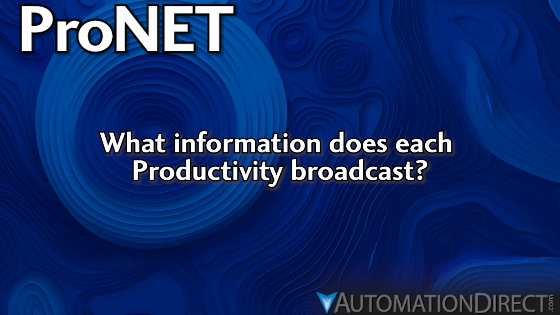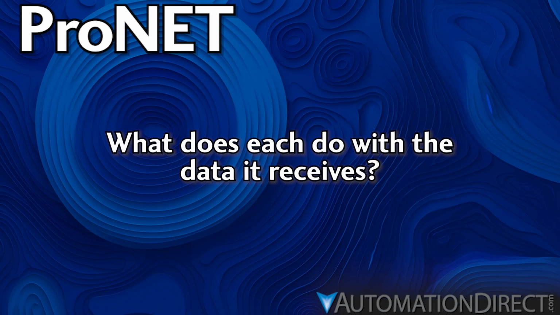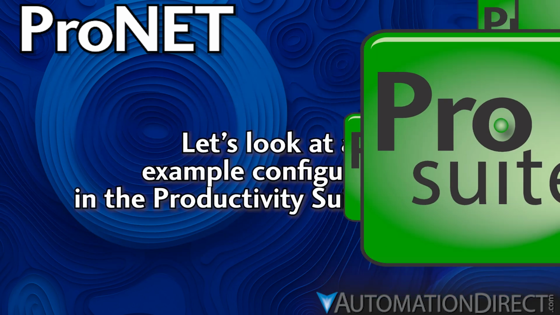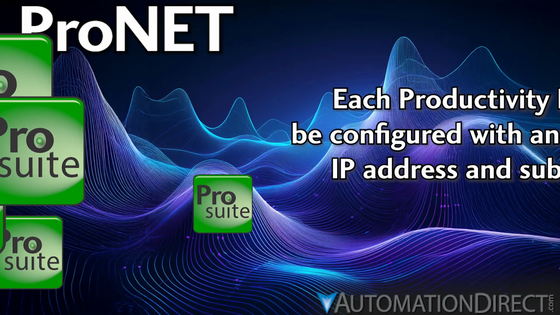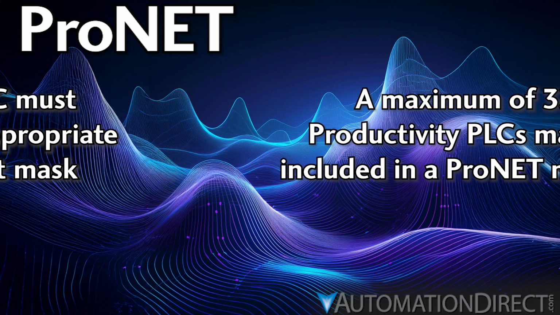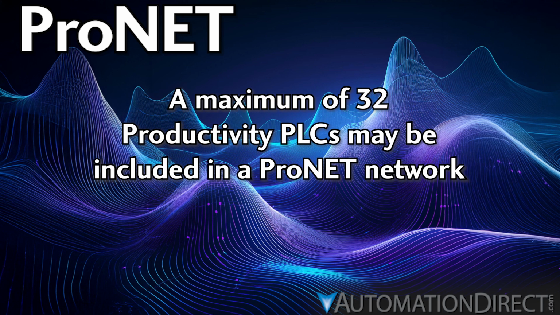But which data does each broadcast? And what does each do with the data it receives? Let's look at an example configuration in the Productivity Suite. Before configuring ProNET, ensure that each device in your network has an appropriate IP address and a subnet mask. Note also that a maximum of 32 devices can share data on any ProNET network.